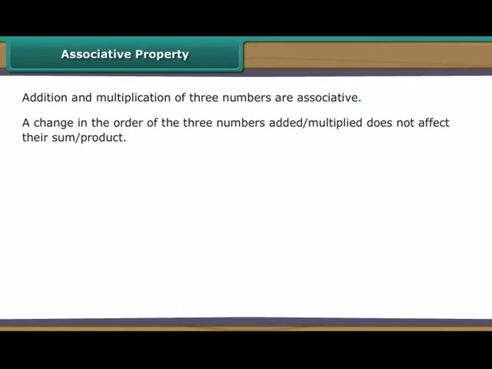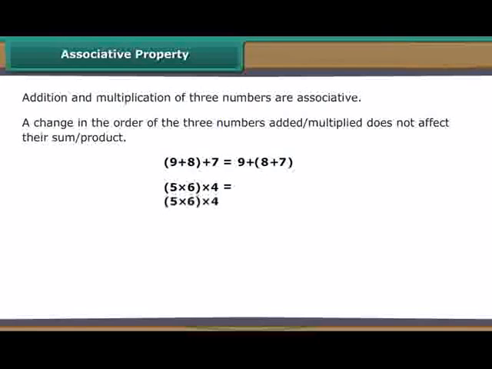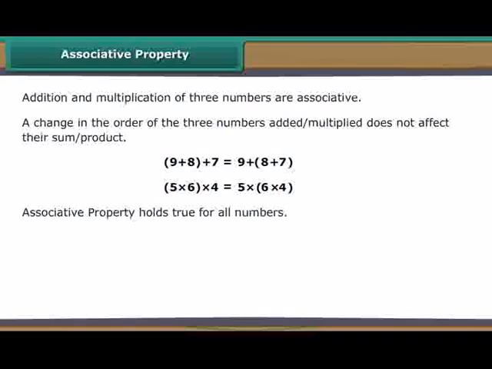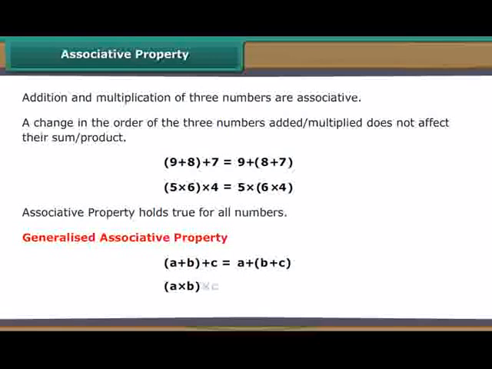Associative property. Addition and multiplication of three numbers are associative. In other words, a change in the grouping of the three numbers added or multiplied does not affect their sum or product. 9 plus 8 in brackets plus 7 is the same as 9 plus 8 plus 7 in brackets. 5 into 6 in brackets into 4 is the same as 5 into 6 into 4 in brackets. Associative property holds true for all numbers. We can therefore generalize it with variables as bracket starts A plus B bracket closes plus C is equal to A plus bracket starts B plus C bracket closes. Bracket starts A into B bracket closes into C is equal to A into bracket starts B into C bracket closes.